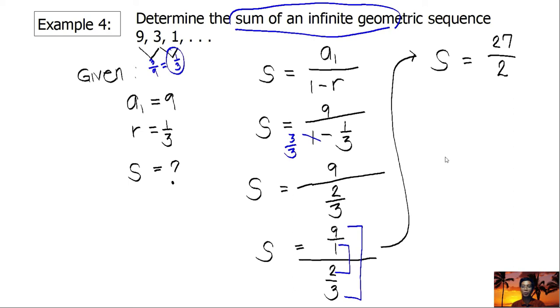Pero check nyo po yung answer nyo po lagi, no? Kung naka-lowest term ba. Si 27 over 2 ba ay naka-lowest term na? Okay, yes, naka-lowest term na po si 27 over 2. Therefore, the sum to infinity is 27 over 2.